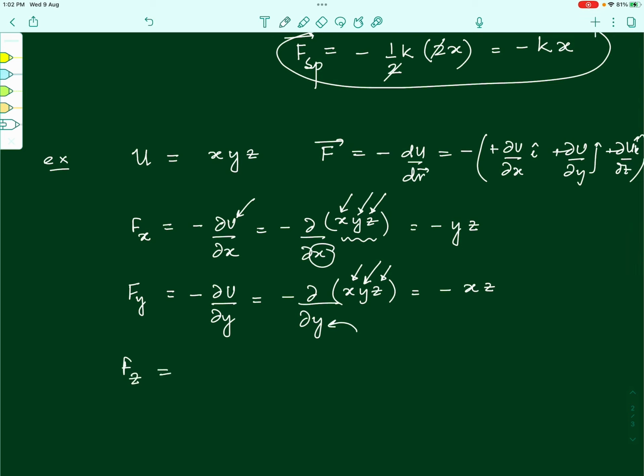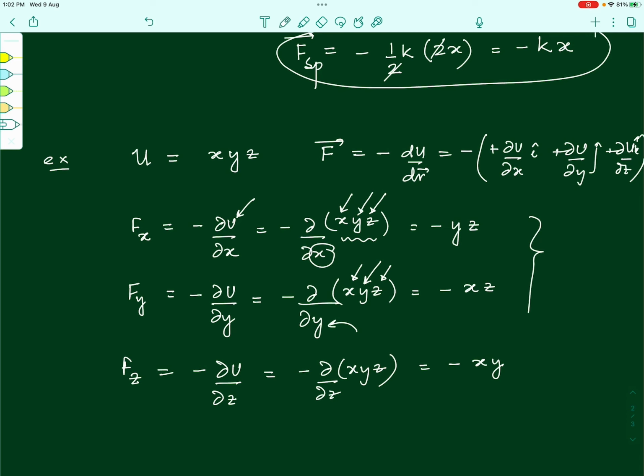Similarly, fz, which is minus of del u by del z, will be minus of del by del z of xyz. Once again, x and y this time are constants, we differentiate with respect to z, differentiation of z with respect to z will be 1. So, we are only left with minus xy.